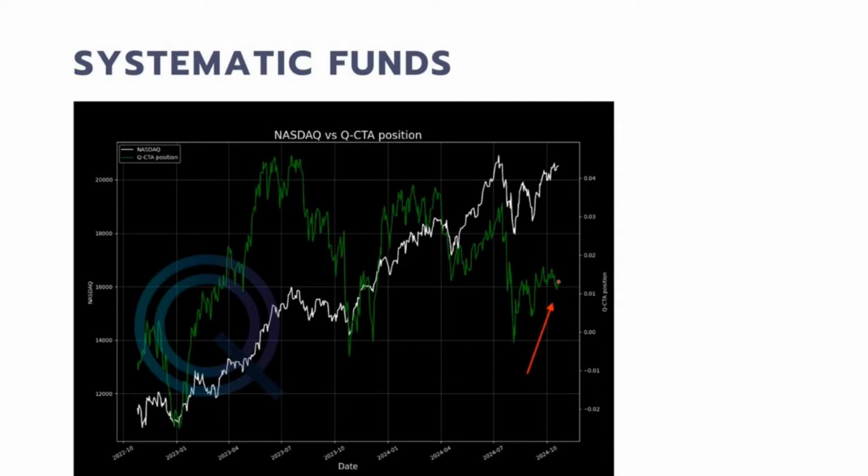So looking at this chart helps you understand: have the CTAs been buying the NASDAQ? Have they been selling the NASDAQ? And how can that affect the price of the asset?